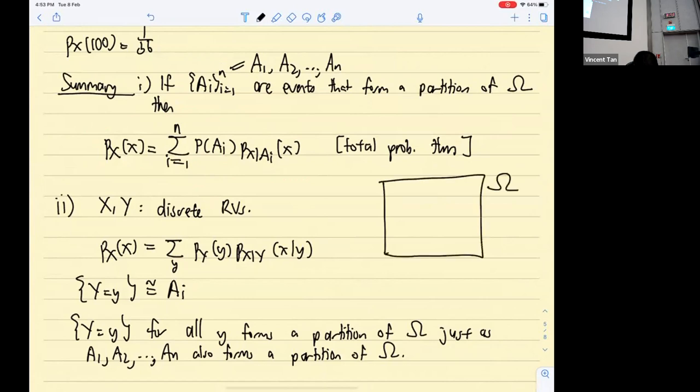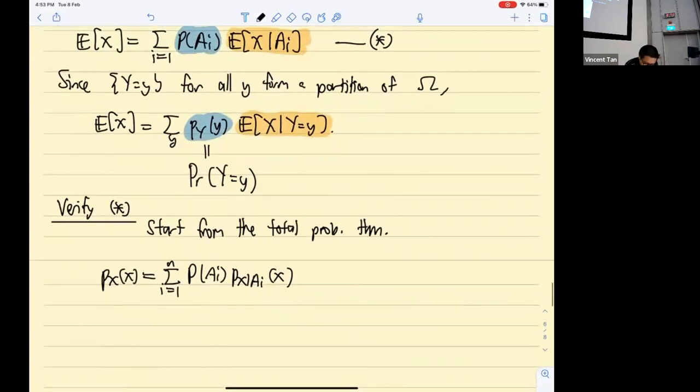Remember, the sample space looks like this. So we partition it up, divide it up into a few parts, A3, A4, A5. These are all disjoint, as you can see, but upon taking their union, you get the entire sample space. Okay, so that's what you call a partition of the sample space. So this comes exactly from the total probability theorem. Now, we do magic on this. What magic do we do?